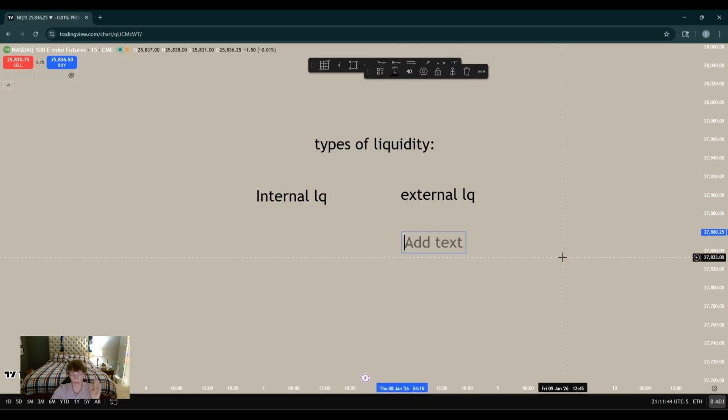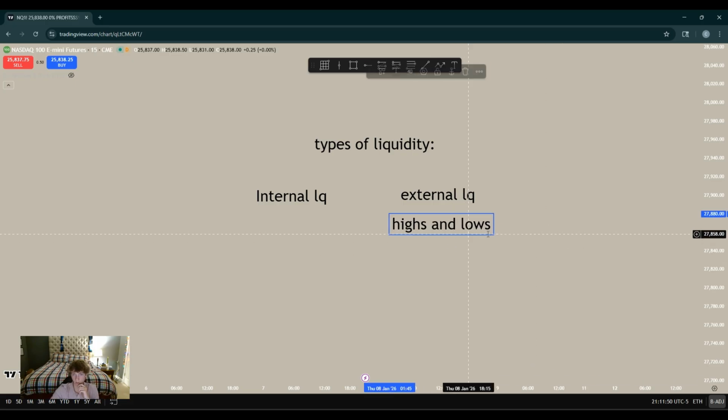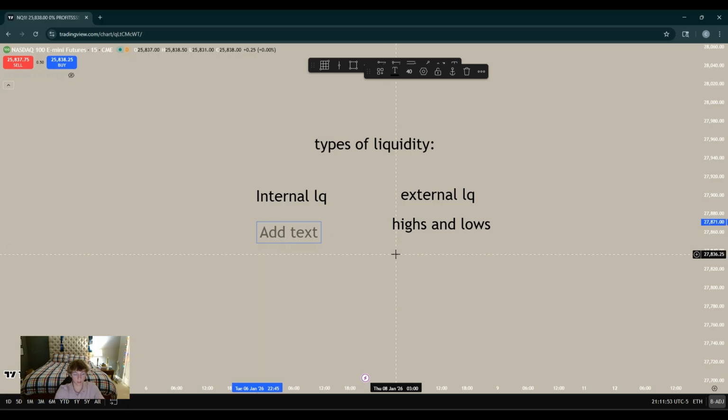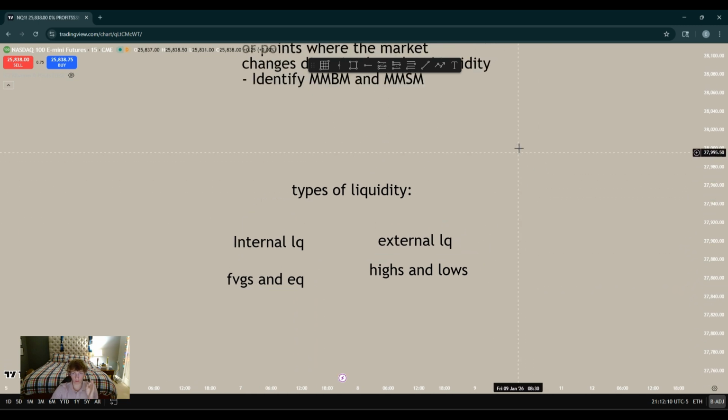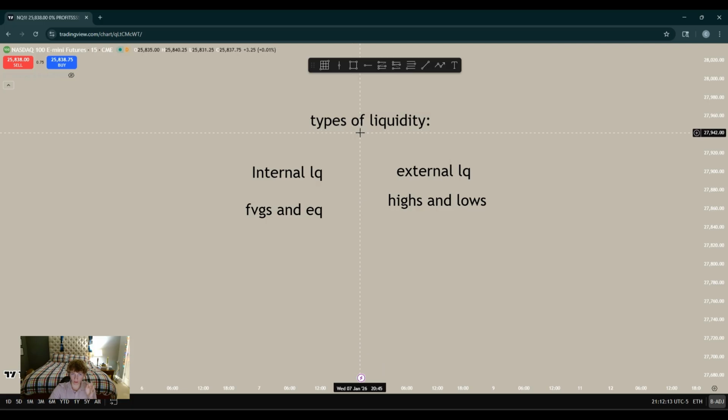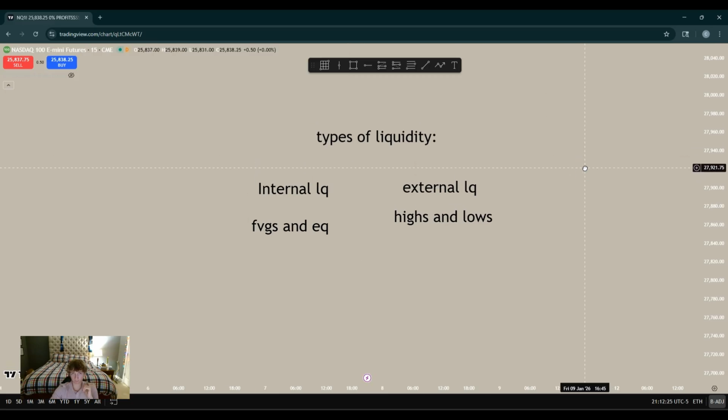We already know what external liquidity is. That's the highs and the lows. Highs and lows are the external liquidity. But what's the internal liquidity? The internal liquidity is going to be your fair value gaps and your equilibrium, or discount zone. We'll get into fair value gaps and equilibrium in future videos. I'm covering fair value gaps tomorrow, so stay tuned for that. Just remember, there are two types of liquidity. External is the highs and lows: above highs, below lows, that's where liquidity rests. And internal is inside of the fair value gaps and at equilibrium, the discount zone.